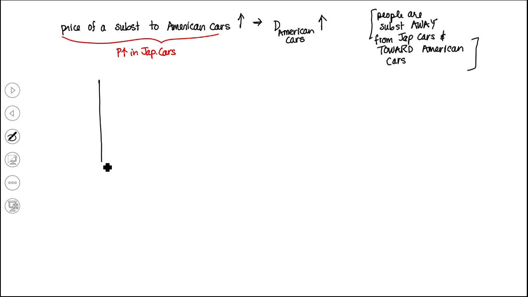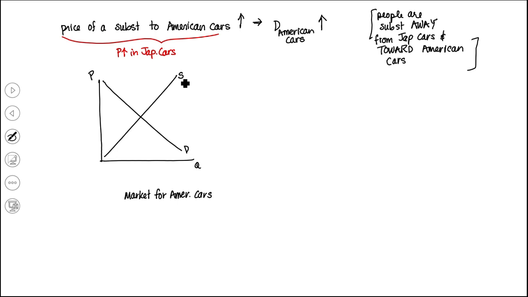So now let's draw it. So this is the market for American cars. So again, you don't shift anything till you've labeled all your parts. So here's my equilibrium initially. So now we need to shift our demand curve. Which way do we shift, guys? To the right. Good. Label it something new. D1. Label your new equilibrium.